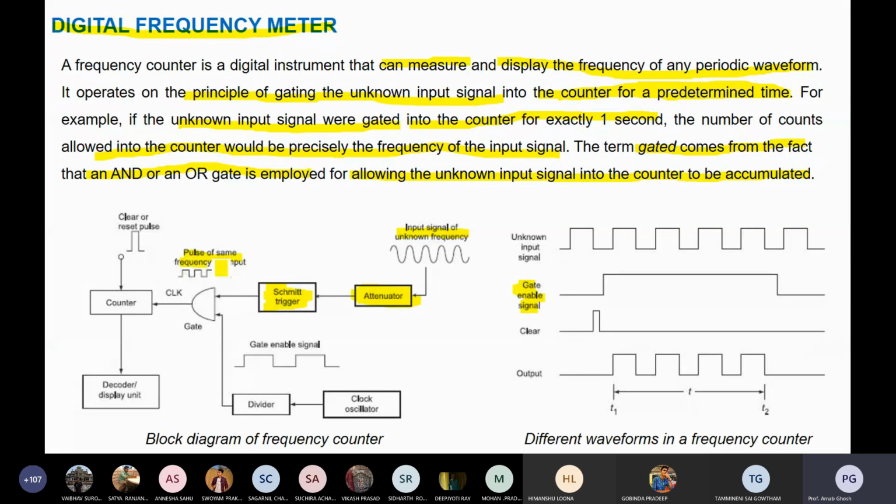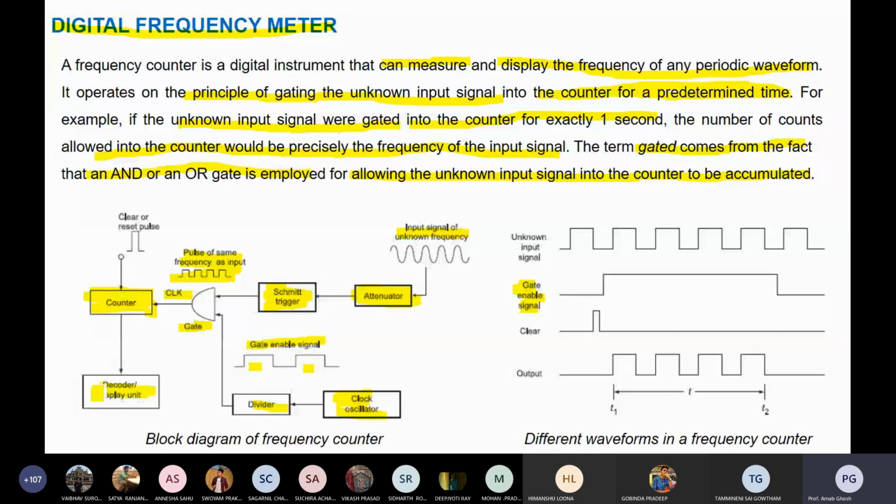Okay, then the gate enable signal is there, and it is coming from the clock. From the clock it is coming, then the driver is there, then you are comparing that clock signal, so the gate enable signal, with your pulse. So finally you will get some clock signal after the AND gate, and the counter is counting that value. How many values there are is proportional to the frequency.